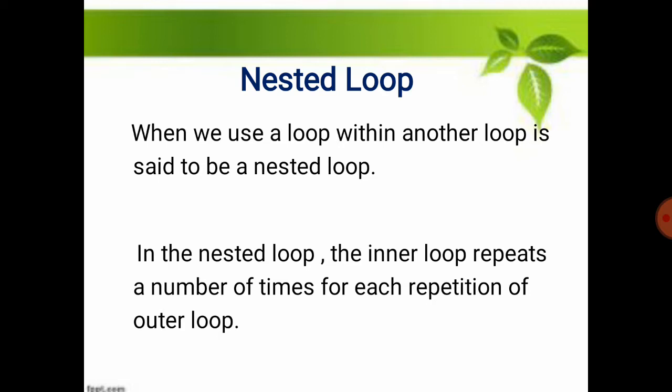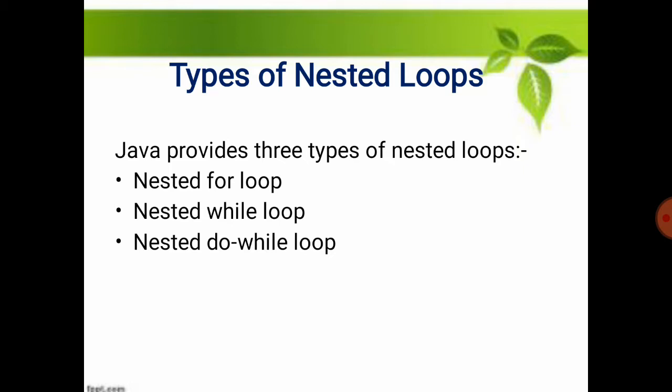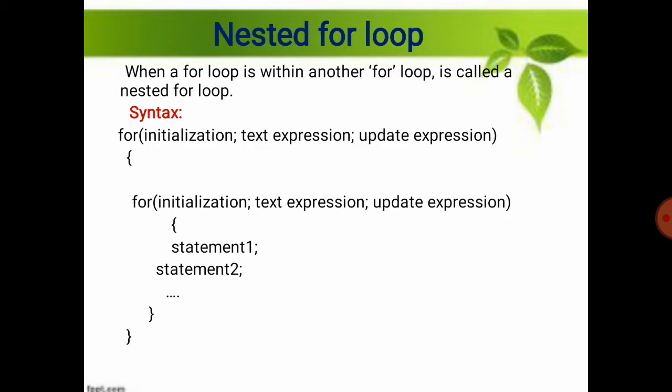When we use a loop within another loop, it is said to be a nested loop. One thing keep in your mind: in the nested loop, the inner loop repeats a number of times for each repetition of the outer loop. Java provides us three types of nested loop. The first one is the nested for loop, the second one is the nested while loop, and the third one is the nested do while loop.